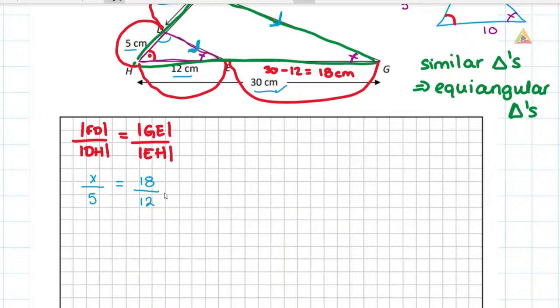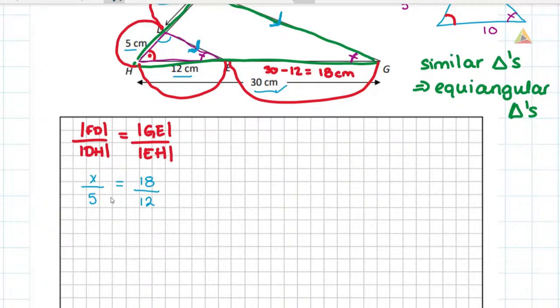So the sum here is actually quite short to do, because now all I'm going to have to do is get x on its own and solve for x. But the actual figuring out how to do it is the part that takes longest to describe. So to see where our angles match and then the sides being in proportion is the part that takes a little bit of time on this question.